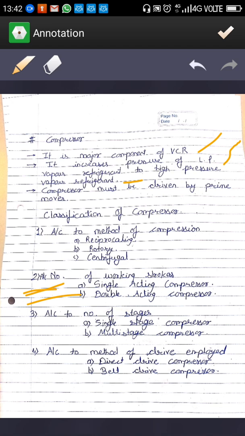Okay, then another type is according to the stages. There are two types: single stage compression and multi-stage compression. We already discussed this topic in single stage compression and multi-stage compression in the evaporator system.